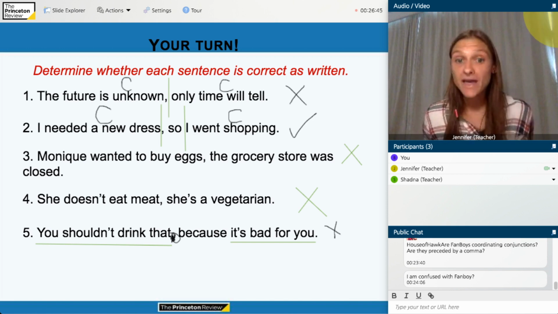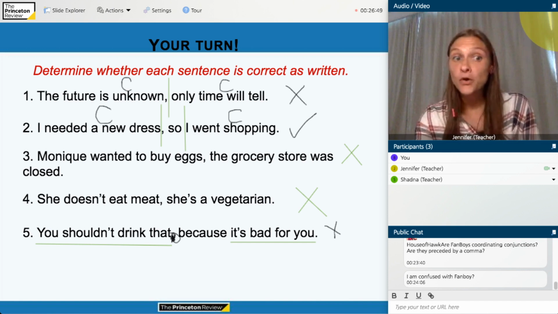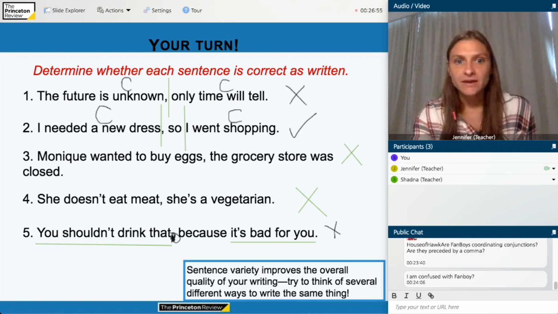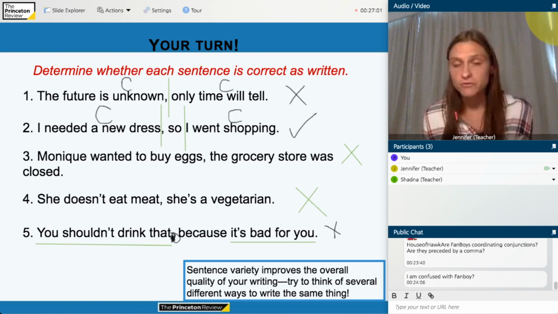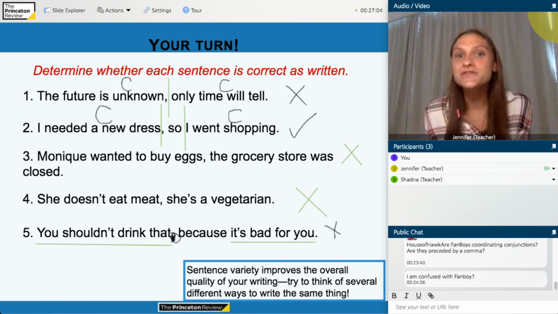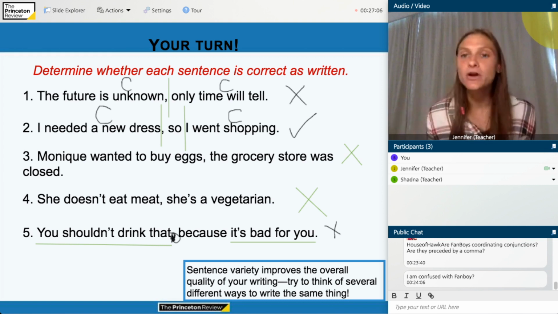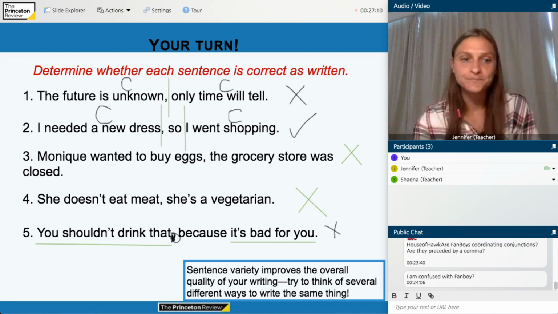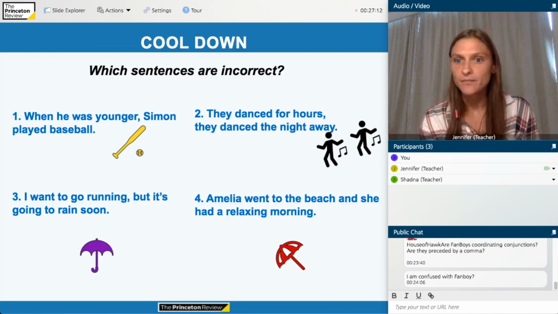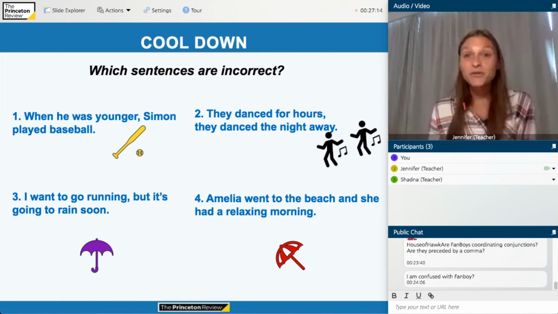So if you have any questions, go ahead and type them in. And I will go back to those first 4 sentences that we saw at the beginning of this presentation here. And in the side box here, you see sentence variety improves the overall quality of writing. So the more ways you can think of to reword things, the better and stronger writer you'll become. And you can start to switch up your sentence structure and style. Okay, so these 4 sentences again.